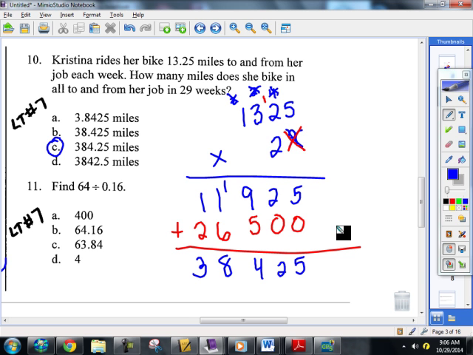Now, what is 1,325 times 29? Haley? I'll ask it again. 1,325, that's what I have here, right? Times 29, what's that equal? Lily? 38,425, right?